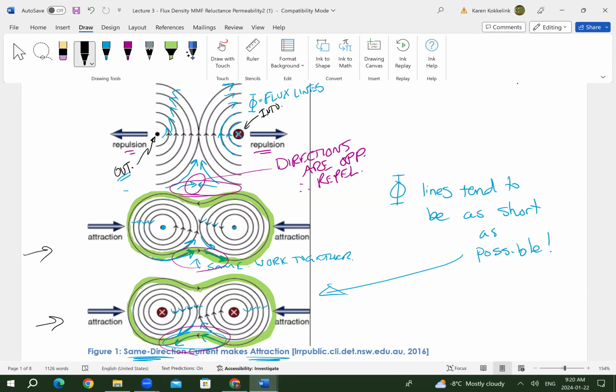An amp is the constant current that produces a force of 2 times 10 to the negative 7 newtons per meter when flowing through two straight parallel conductors of infinite length and negligible cross section. They happen to be 1 meter apart in a vacuum.